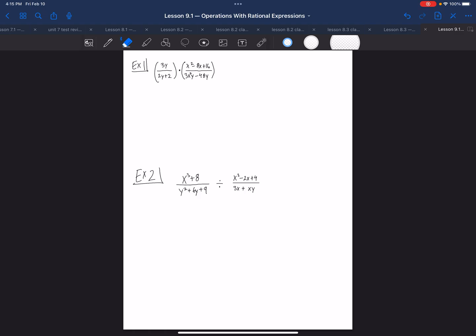Let's see if I can make this a quick video. I hope so. Okay, so in lesson 9.1, we're going to be talking about operations with rational expressions. And when I'm saying operations, I mean plus, minus, times, and division. We're going to be doing all four of those together. And so I'm looking at a few problems that go through these operations.